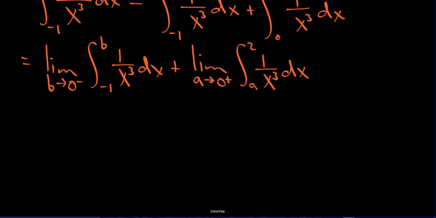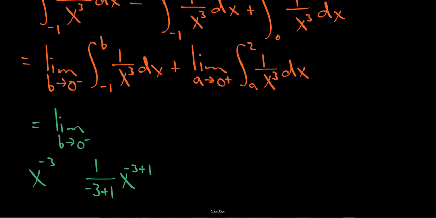Now, if you look at this, here's what we have. We have the limit as b goes to 0 from the left. Now, the antiderivative of 1 over x cubed, well, that's like x to negative 3, and the antiderivative would be negative 3 plus 1, 1 over it, x to the negative 3 plus 1. So it looks like we have negative 1/2 x to the negative 2, going from negative 1 to b. Okay, so that's that first integral.